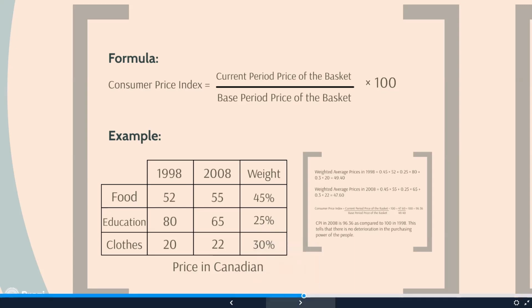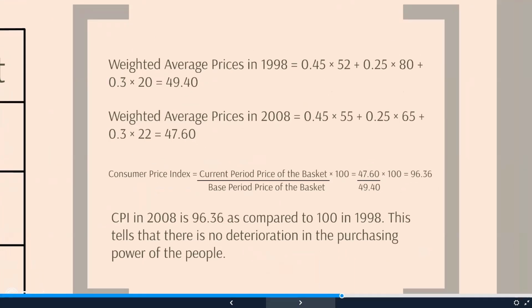So I'll show you how they calculate it here. You would weight all these together. So 0.45 times 52 plus 0.25 times 80 plus 0.3 times 20, you get 49.40 for 1998. Then for 2008, you do 0.45 times 55 plus 0.25 times 65 plus 0.3 times 22, and you get 47.60. So if you did 47.60 divided by 49.40 times 100, you get 96.36. So the CPI in 2008 is 96.36 as compared to 100 in 1998.